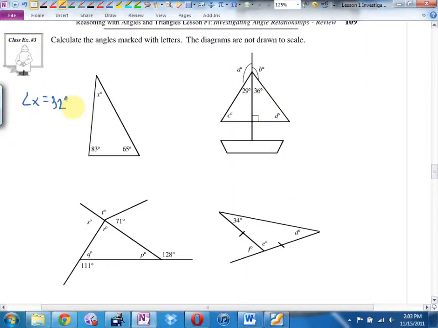Here we have angle A, angle B, angle C, and angle D. By the way, have you clued in what the abbreviation for the word angle is? It's a little slanty L, right? How big is angle A?